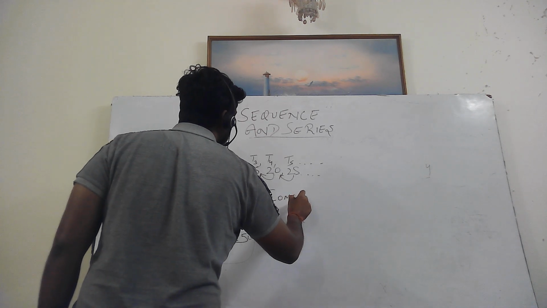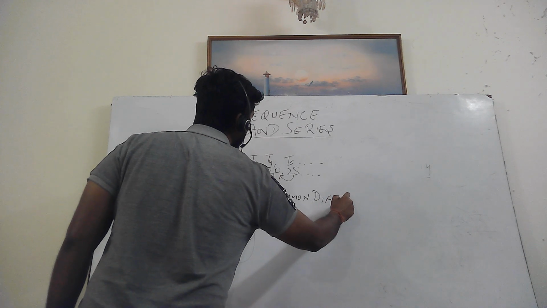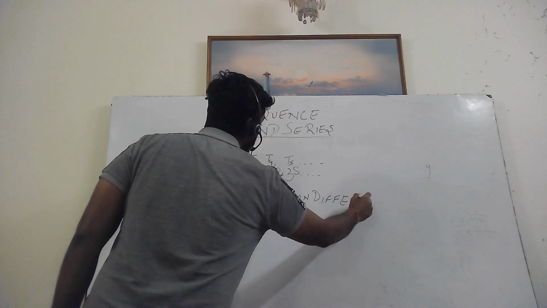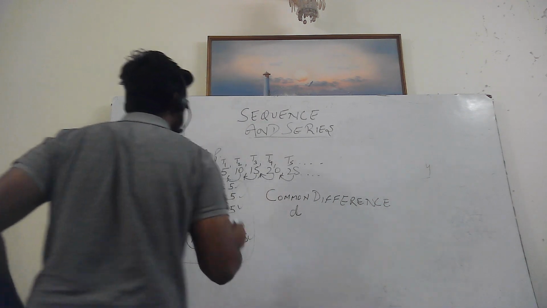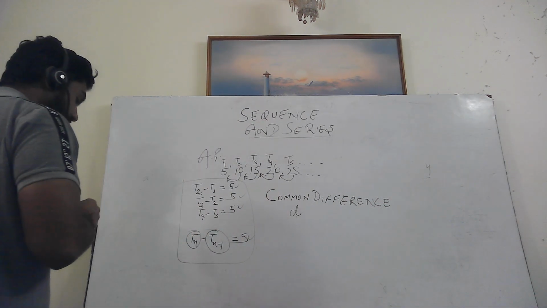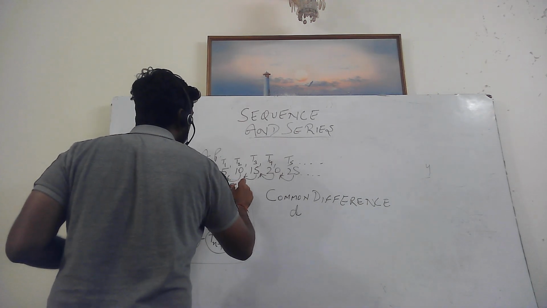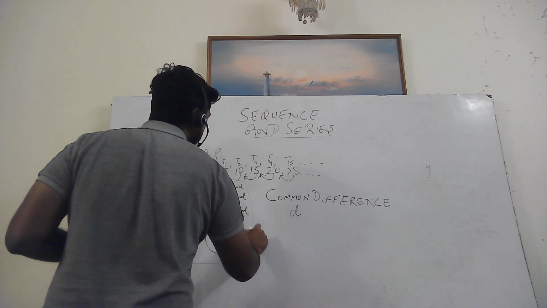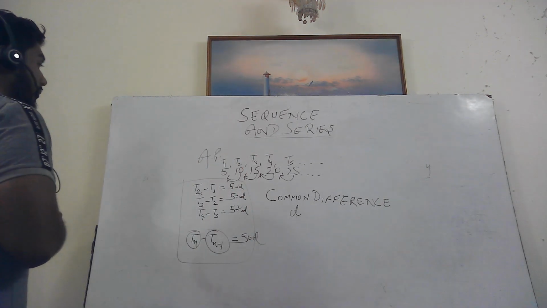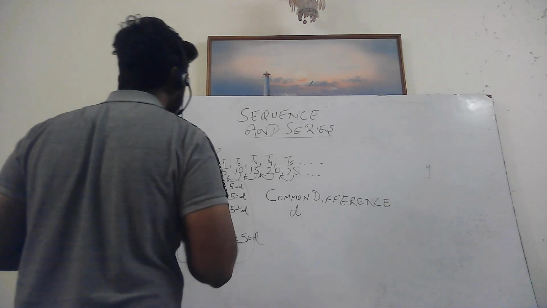Please note this down. The difference between the successive terms of an AP is called the common difference and denoted by small d. Clear? So I can write down T2 minus T1 is equal to 5, which is d, d, d, and d. Because we denote common difference by small d. ठीक है, यहाँ तक बात समझ में आती है.